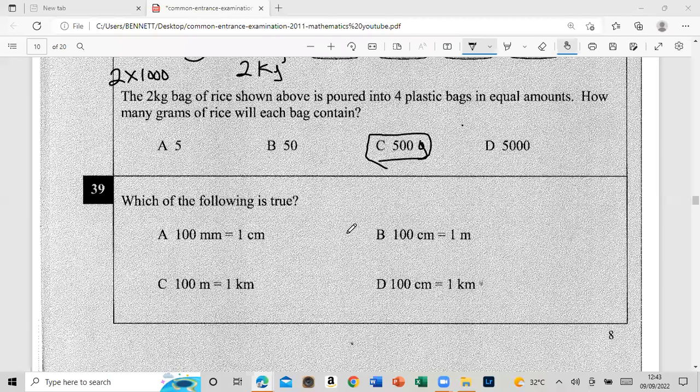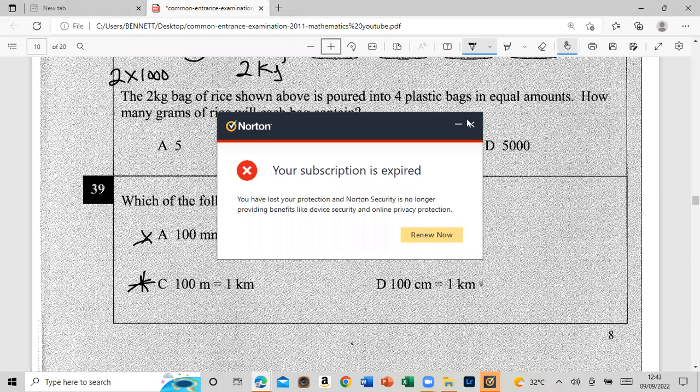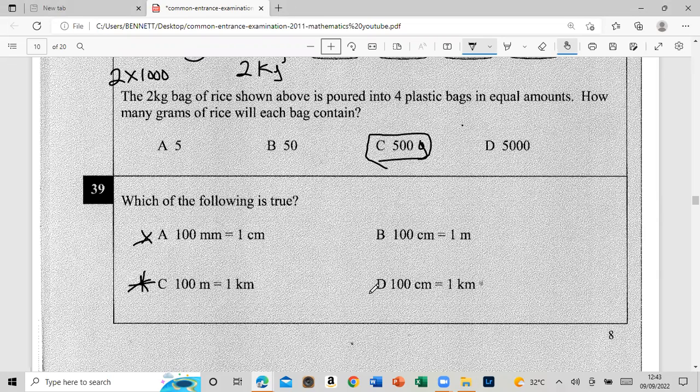Alright, welcome back, guys. Welcome back. So as you're seeing, 100 millimeter is not 1 centimeter, and 100 meters, that's how you see in both usually run. That is not 1 kilometer, right? And 100 centimeters. So 100 centimeter is 1 meter, and that is correct. It takes 100 centimeter to make 1 meter.